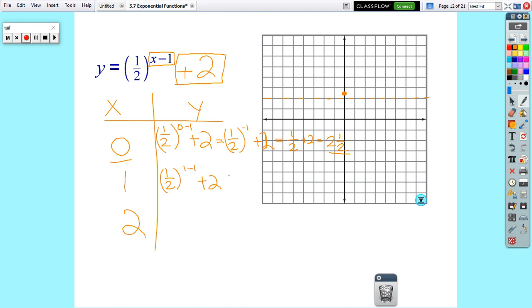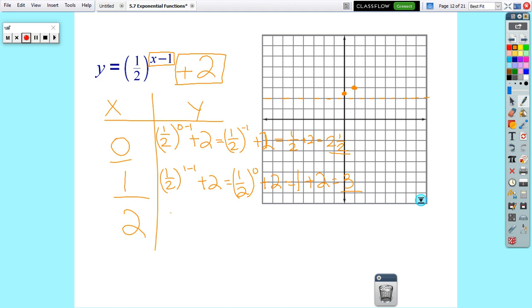If we plug 1 in, we get 1/2 to the 1 minus 1 plus 2. Anything to the 0 power is always 1. So 1 plus 2 is 3. So the next point we're going to plot is 1, 3.